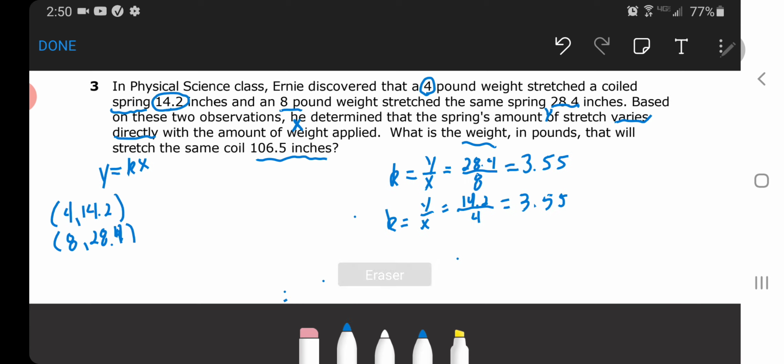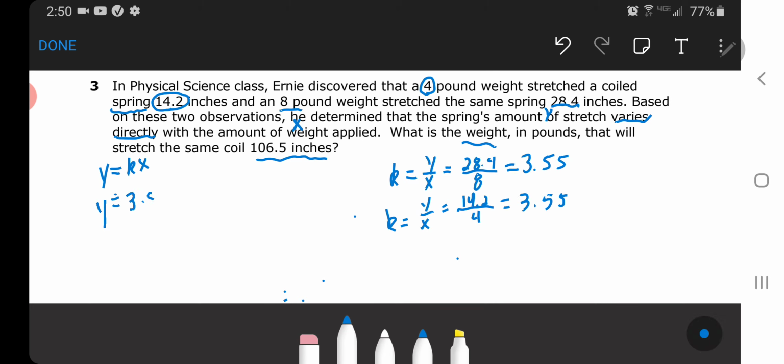Now let's plug it into our equation. So we know now y equals, our k is 3.55, so we'll replace it with that, times x. In this problem, though, they're asking us what is the weight. So we're looking for the x value, and we're given the coil stretch, or the y value. So we're going to plug that y value in right there. So we got 106.5 equals 3.55x.